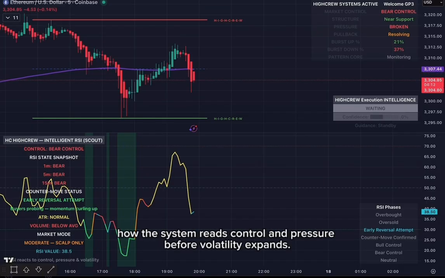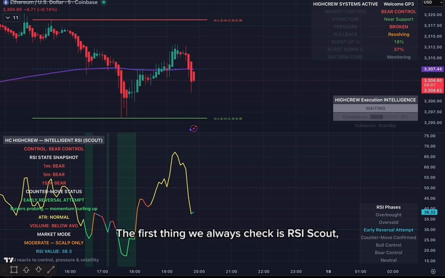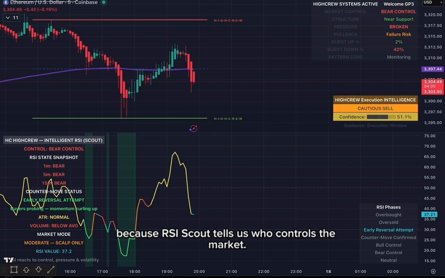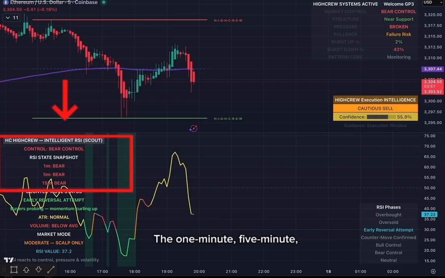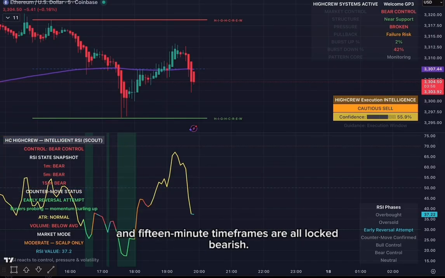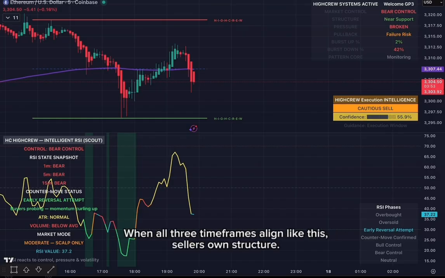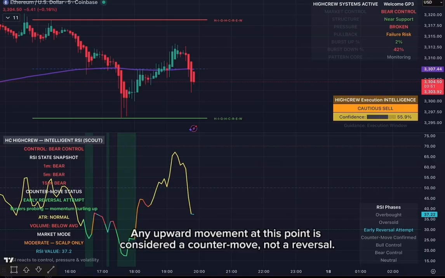Ethereum is currently in a low participation, scalp-only environment, so this is a good place to explain how the system reads control and pressure before volatility expands. The first thing we always check is RSI Scout, because RSI Scout tells us who controls the market. Right now, RSI Scout is showing full bear control. The 1 minute, 5 minute, and 15-minute timeframes are all locked bearish. When all three timeframes align like this, sellers own structure. Any upward movement at this point is considered a counter move, not a reversal.